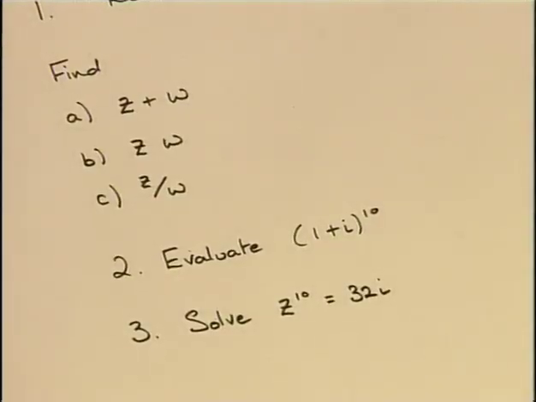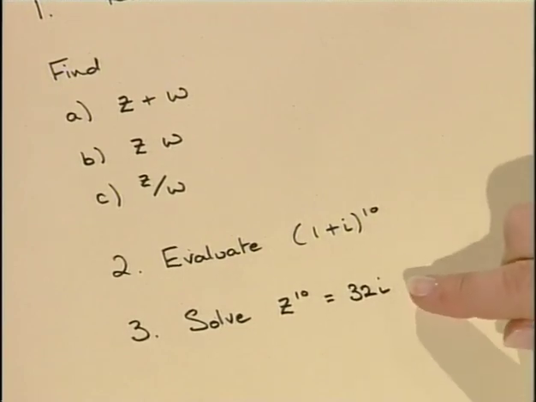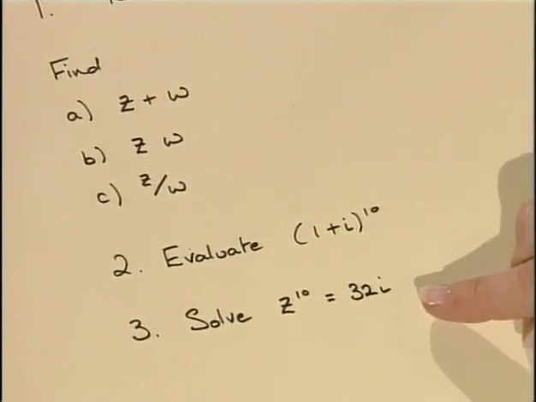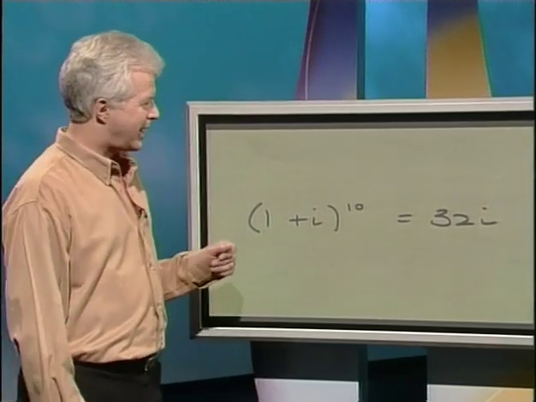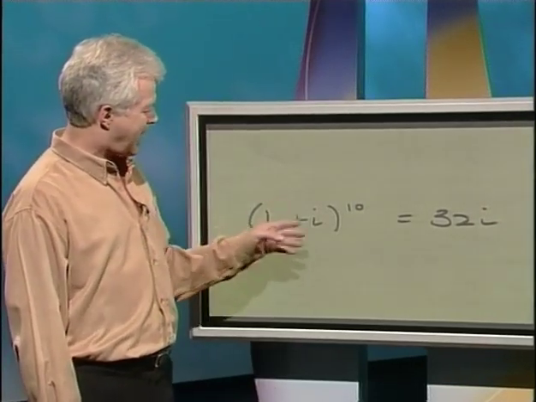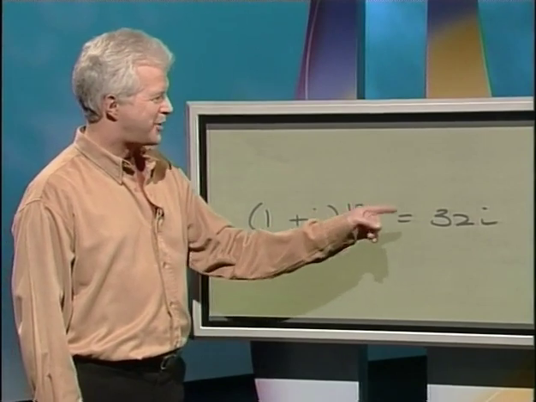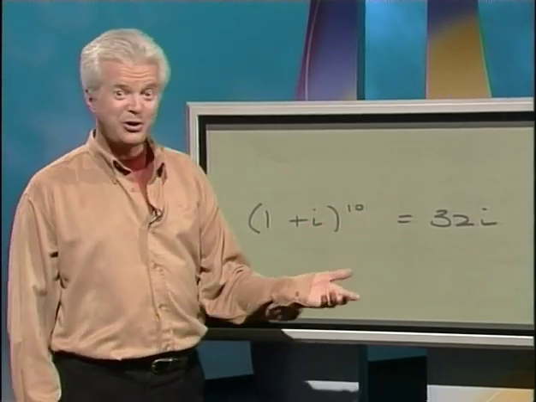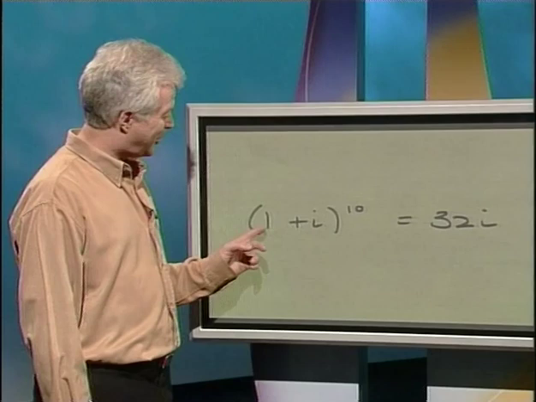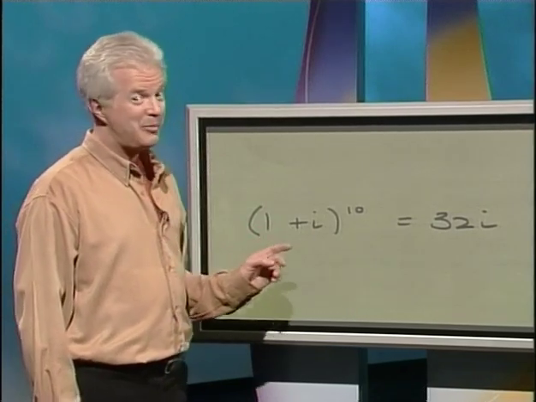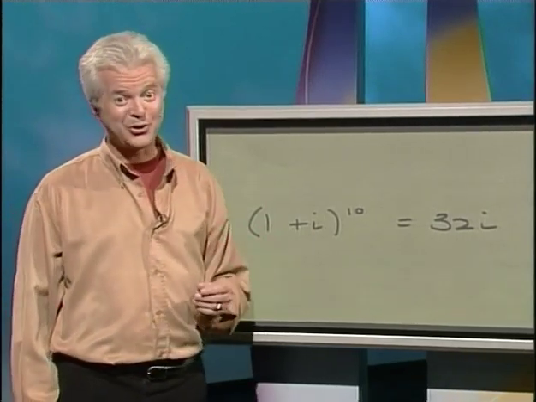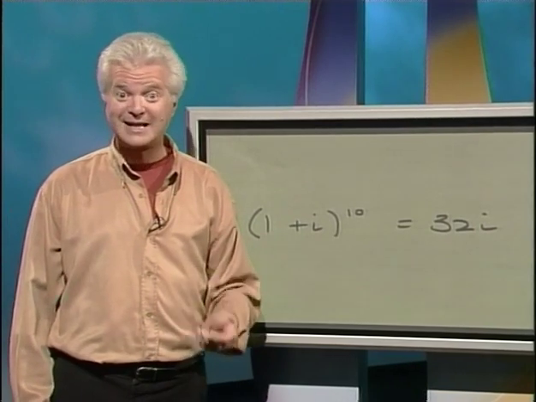And this looks a bit more tricky. We've got to solve the equation z to the power 10 equals 32i. Well, from the work Sarah's just done, we discovered that (1 + i) to the power 10 equals 32i. So we already know one solution, that z equals 1 + i. But actually, there are 10 solutions altogether, so we're still to find another 9.